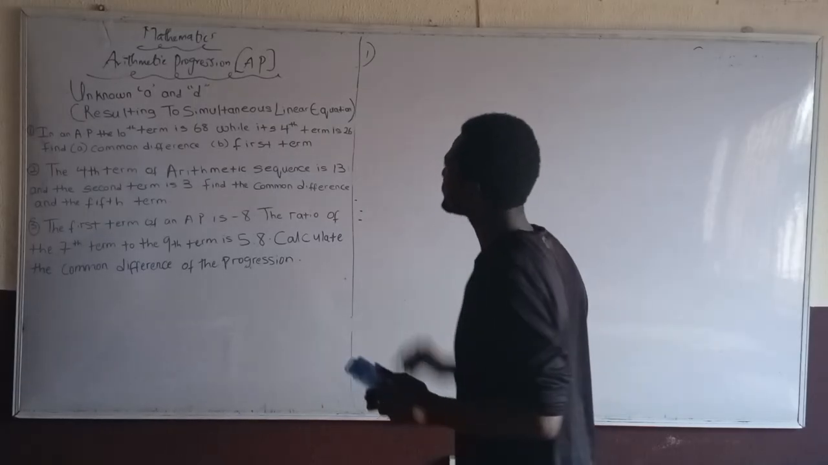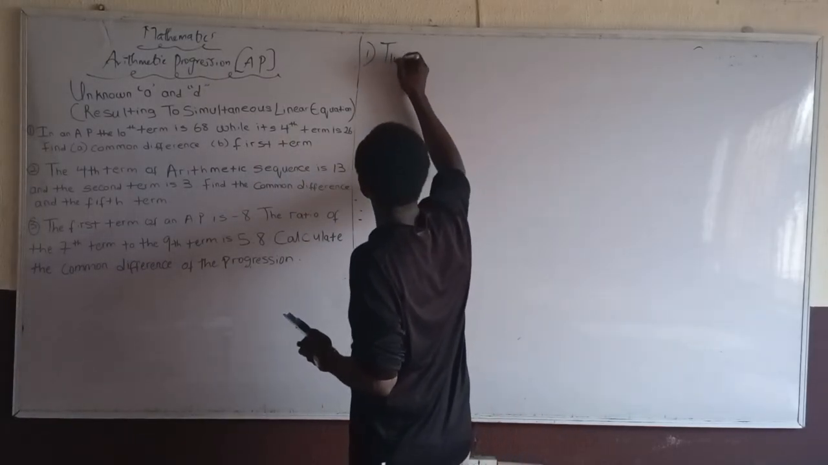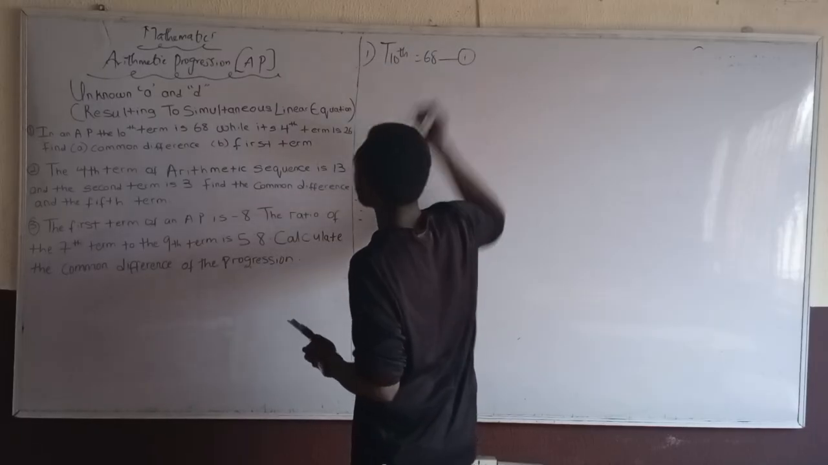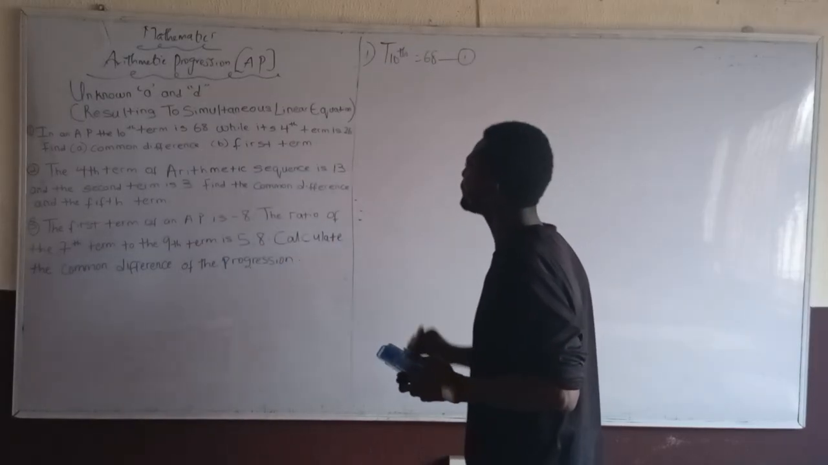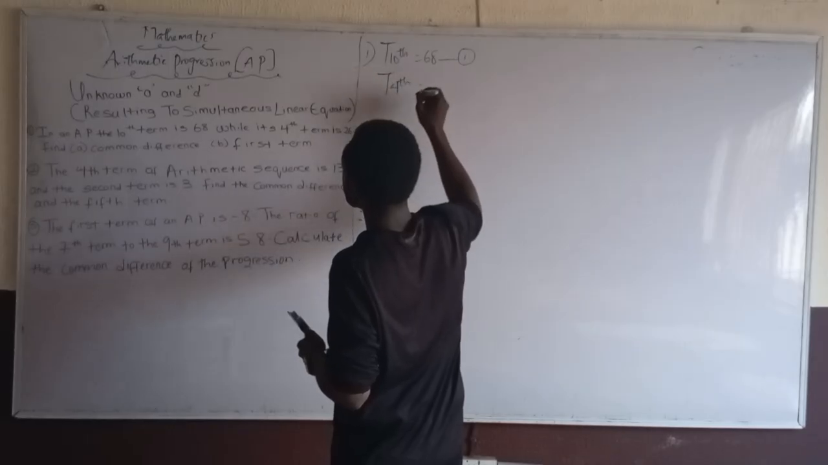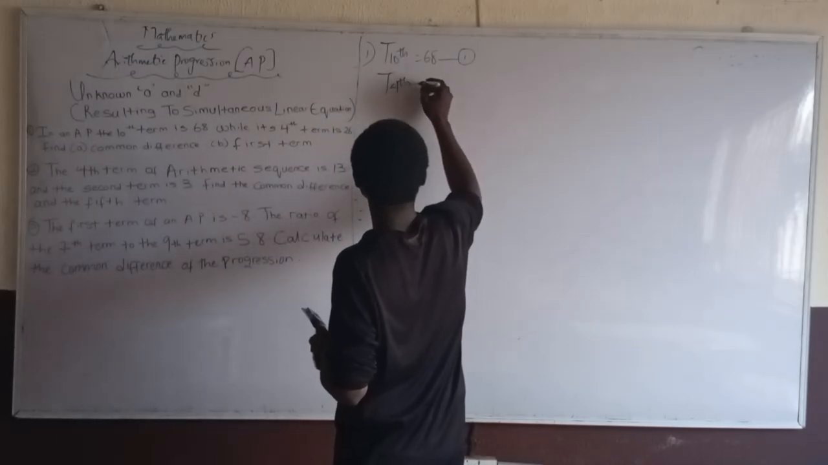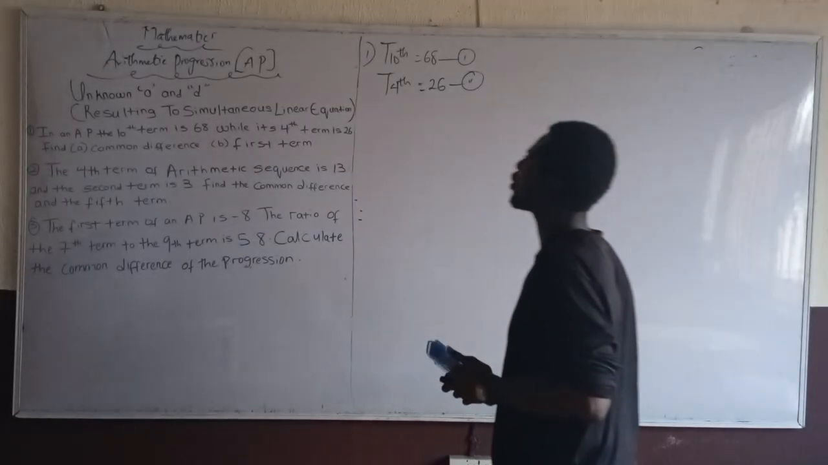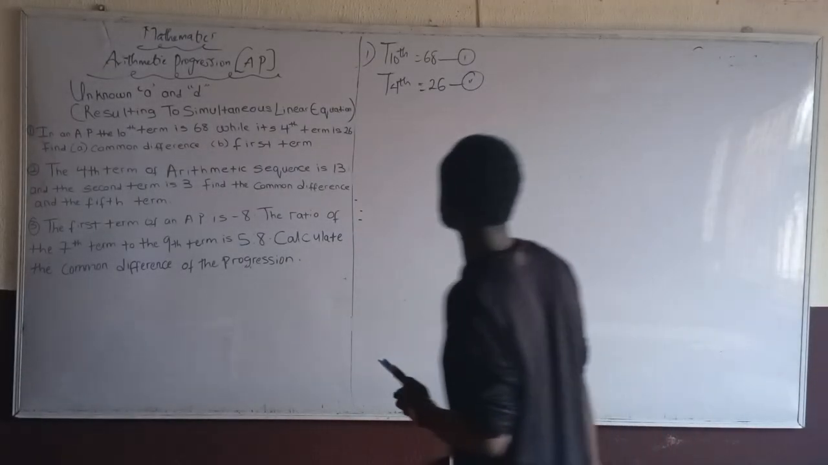In an AP, the 10th term, T10, is 68. I'll call it equation 1. The 4th term, T4, is 26. I'll call it equation 2. Then find the common difference and the first term.